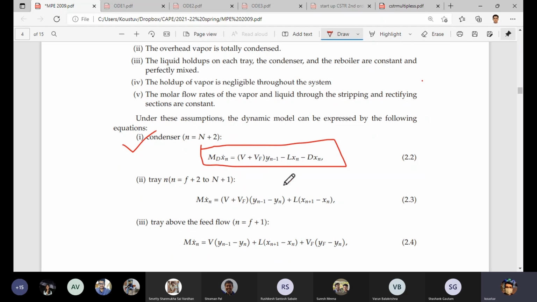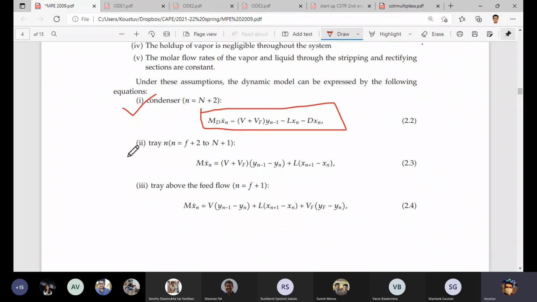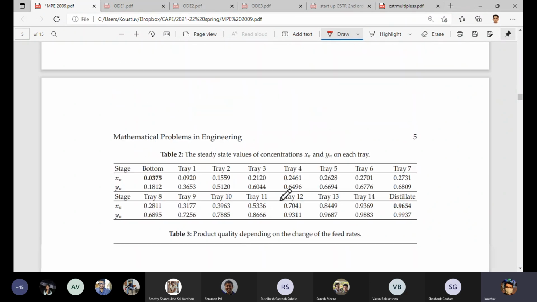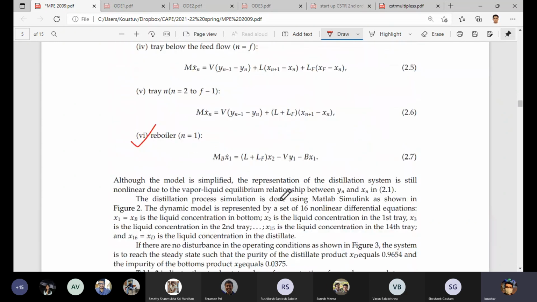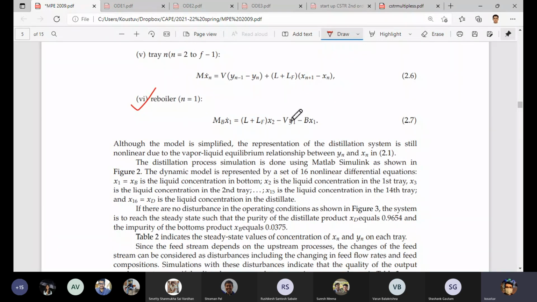That is basically the mass or mole flow that is going in. So accumulation term equals in minus out. In that way we have written all the balances, and then we can substitute the y in the form of x, and you will have the nonlinearity introduced across all the equations.